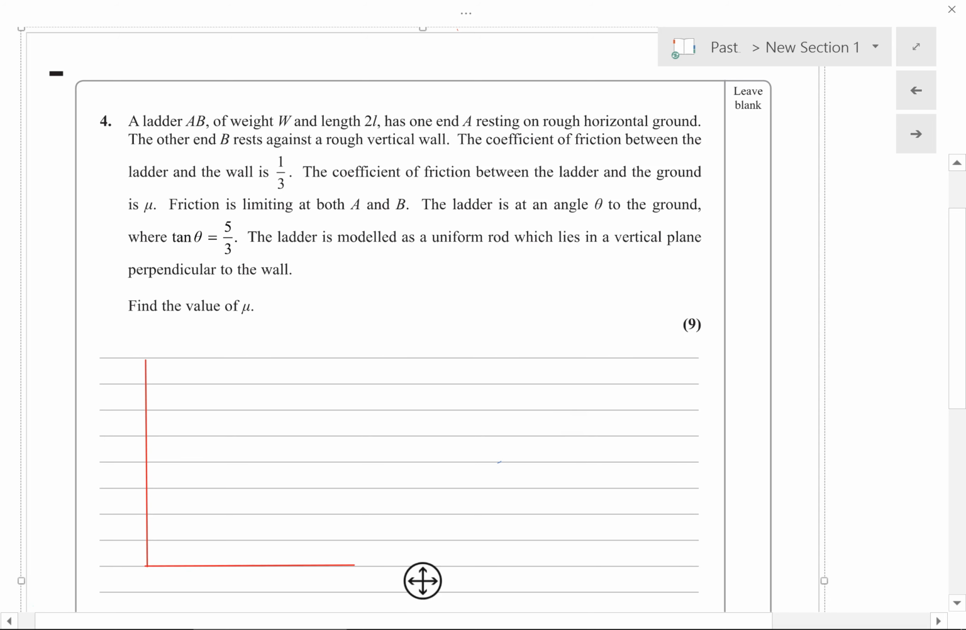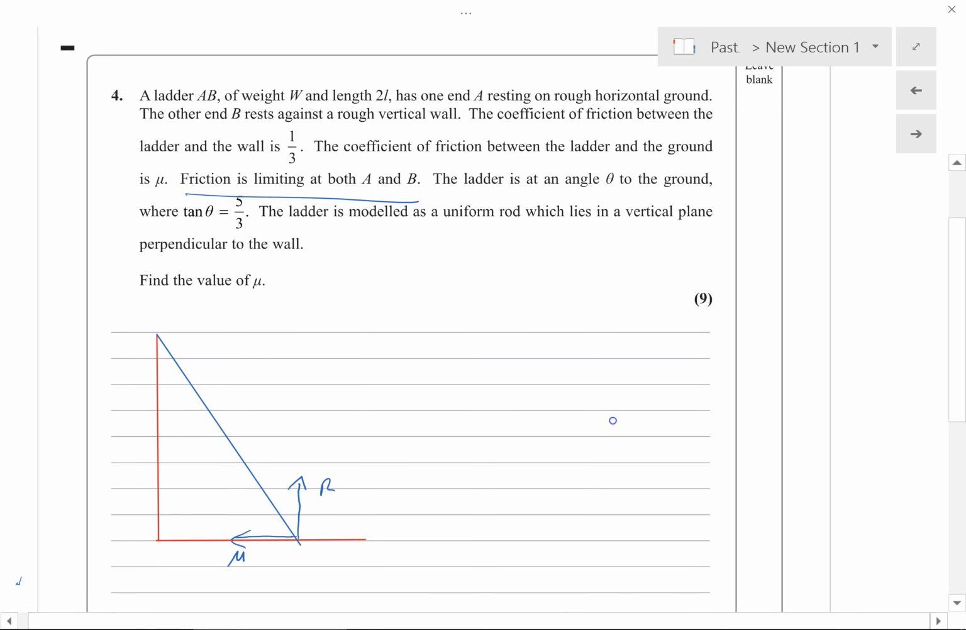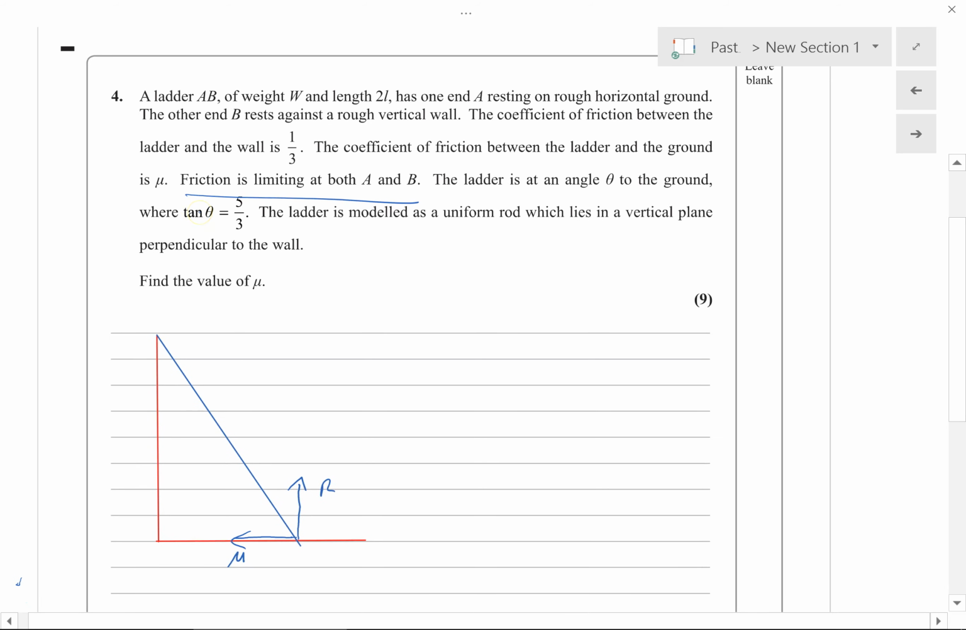There's the wall and the floor. Let's get the ladder in there. Okay, so let's draw it here. Okay, so we're told that it's a rough floor and a rough wall. So we've got reaction force here, and I think it's said that the friction's limiting, and it's mu against the ground, so it's mu R. Let's call the reaction force here S.